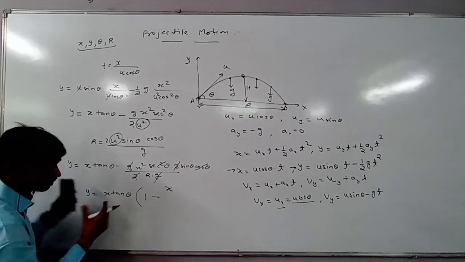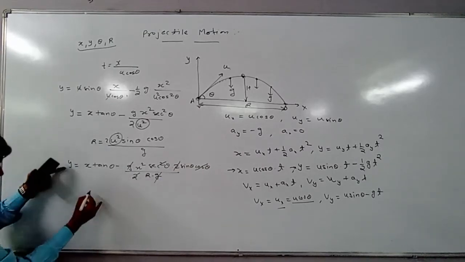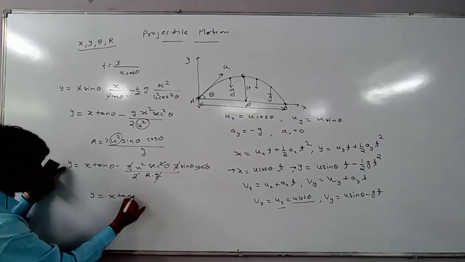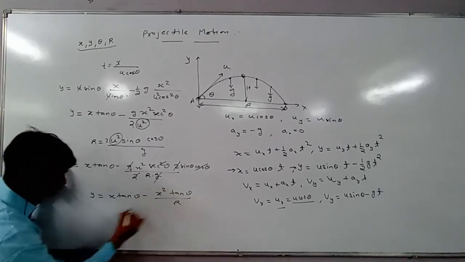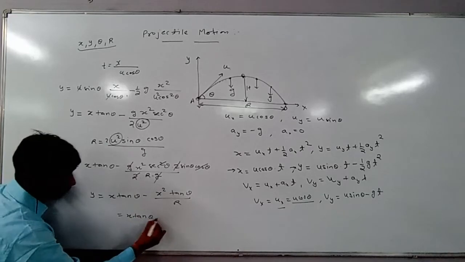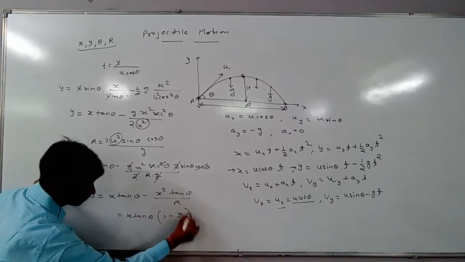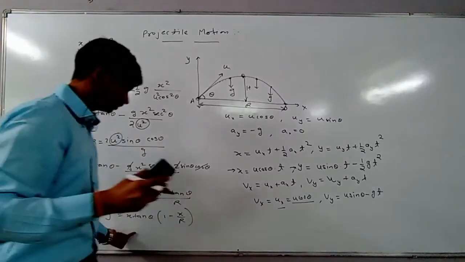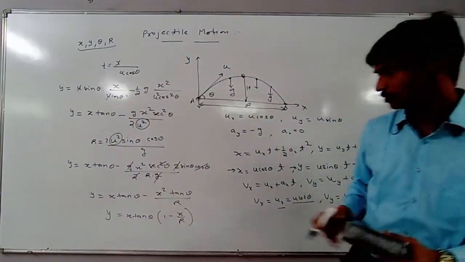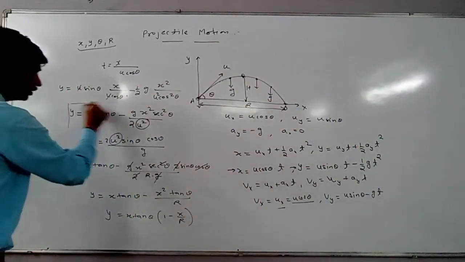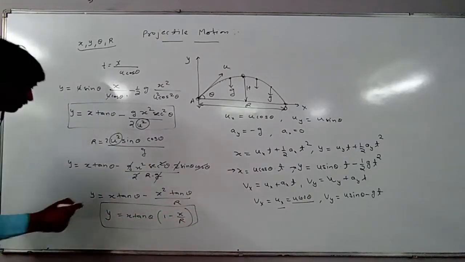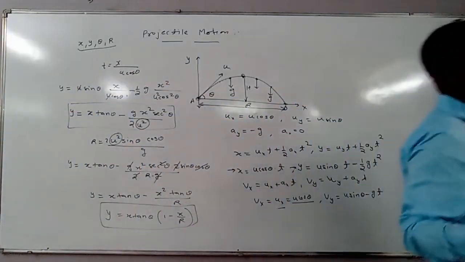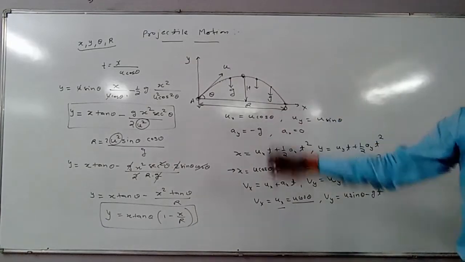So x tan theta. Okay, let me write it again. y is equal to x tan theta minus x square tan theta divided by R, which is x tan theta (1 minus x by R). Write down this equation as the equation of trajectory. So what you need to remember, this and this, and if you don't want to remember, just increase your solving power. Okay, write down.